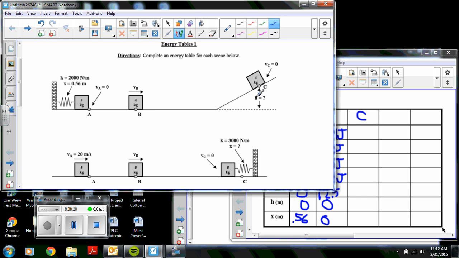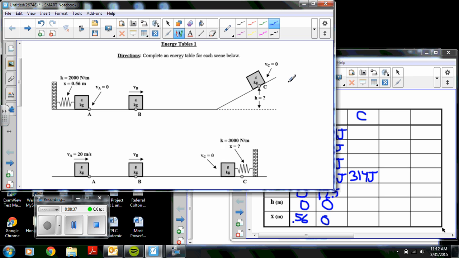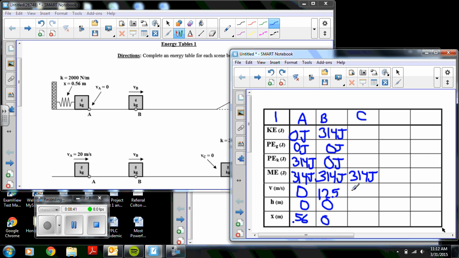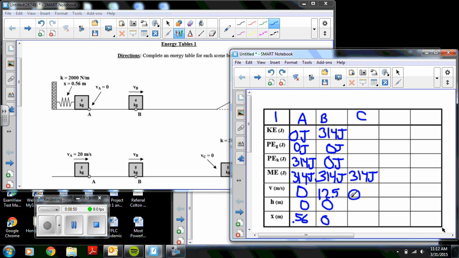So then I take a look at my picture again, and I see, okay, from point B to point C, I don't see a patch of friction at all. So I'm going to go ahead and say mechanical energy is conserved, so the 314 can go from here over to column C. And what's nice is my mechanical energy is conserved in this entire problem. So what I can take a look at here is a situation. I have a velocity, again, of 0. I have a height now, though, of we don't know. That is the actual question that is being asked here.